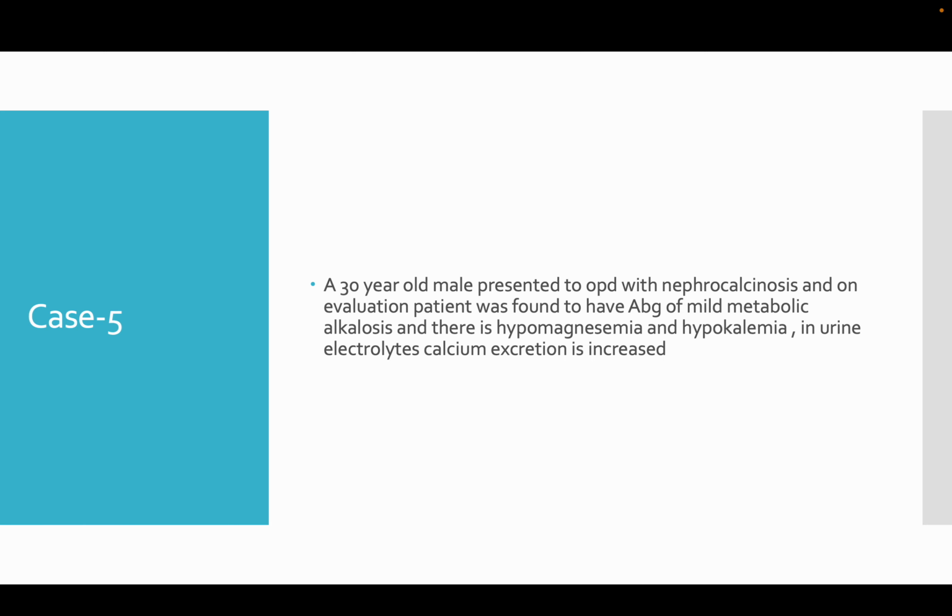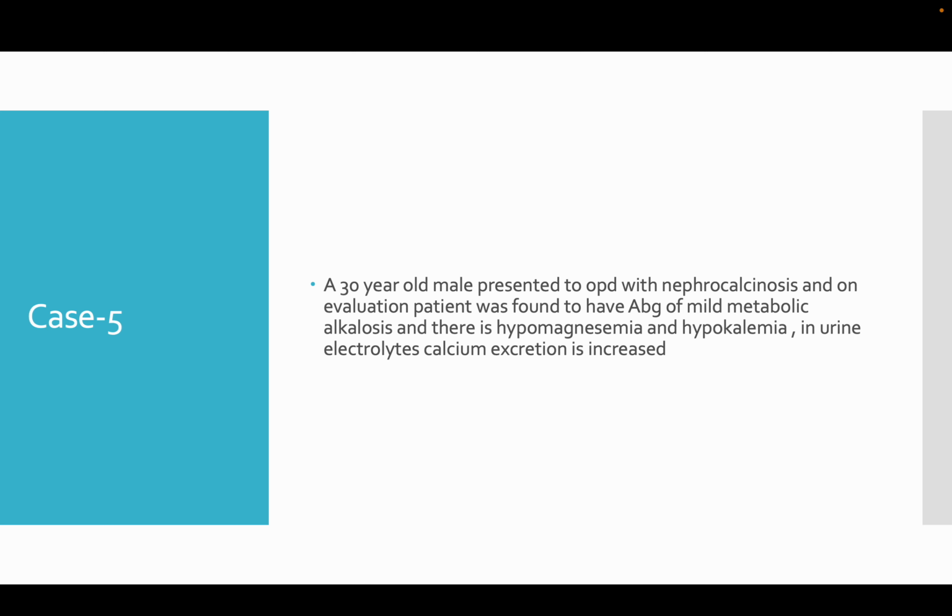I will also add a point here: of all the electrolytes, magnesium is the only electrolyte which is majorly absorbed in the thick ascending limb. All other electrolytes are absorbed in the proximal tubule. The PCT is the major site of absorption except for magnesium. Magnesium is absorbed in the thick ascending limb.